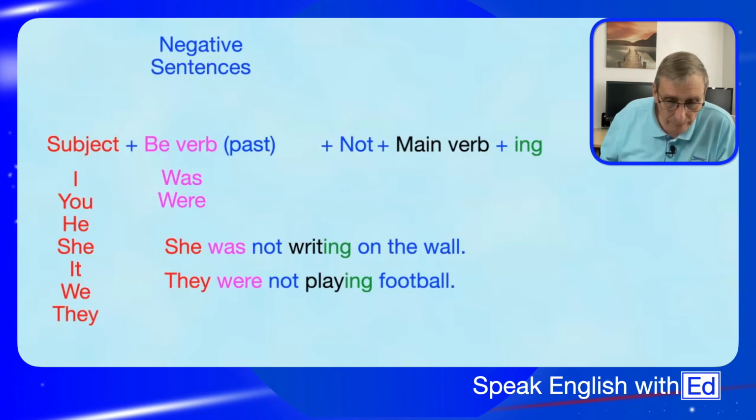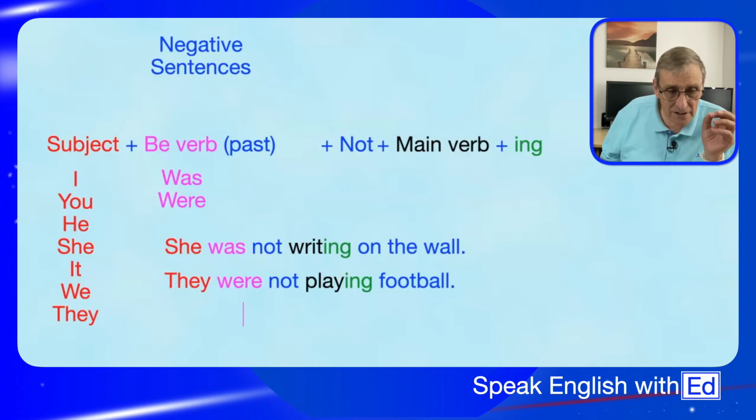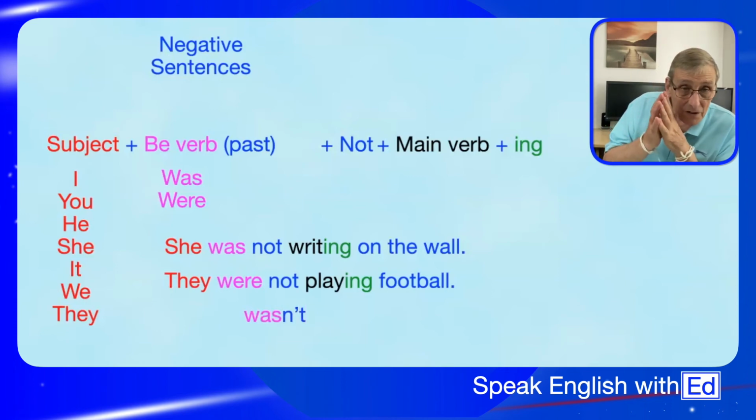Okay, and that's how you make a negative sentence. But there's also the trick that you can use with was not, were not. You can contract these two words down. These are words that can be contractable. Was not becomes wasn't. Were not becomes weren't.